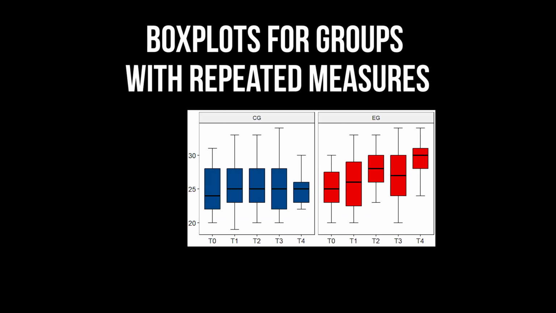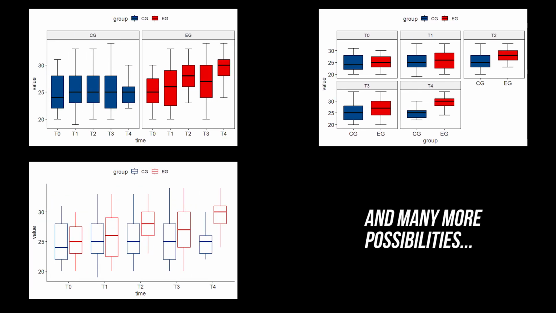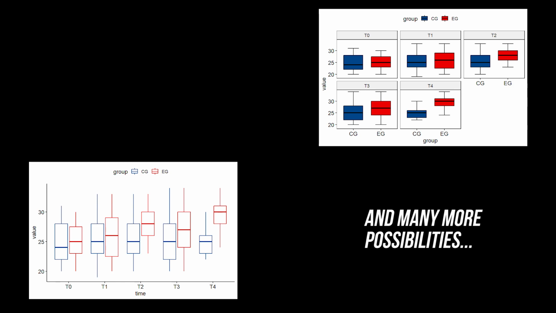This tutorial shows you how to create a diagram with boxplots for groups with repeated measures in R. For instance, one of those diagrams. In my example, each boxplot represents a measurement at one of the 5 points in time, additionally divided into a control and an intervention group.